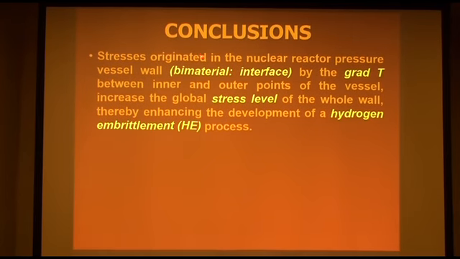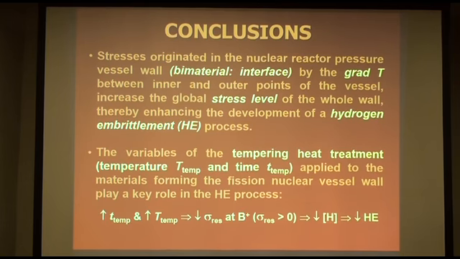Let's go to the conclusions. Stresses originated in the nuclear reactor pressure vessel wall, a B-material with an interface, are created by the gradient of temperature between inner and outer points and the compatibility of strains in the vessel. They increase the global stress level of the whole wall, thereby enhancing the development of the hydrogen embrittlement process. The variables of the tempering heat treatment, tempering temperature, T-temp, and tempering time, t-temp, applied to the materials formed in the fission nuclear vessel wall, play a key role in the hydrogen embrittlement process.